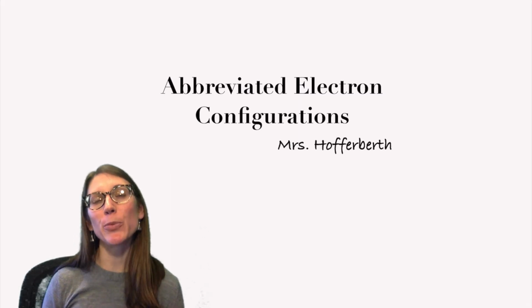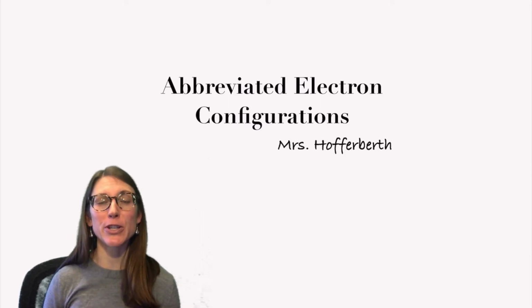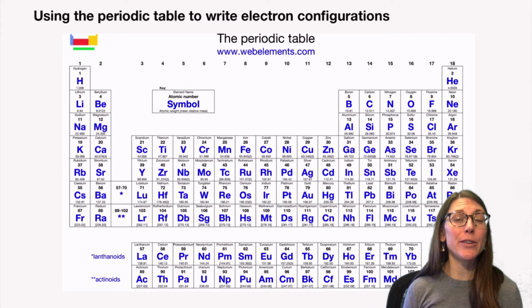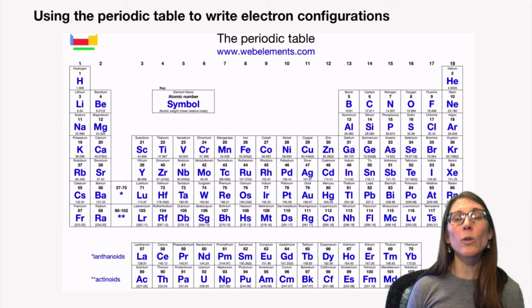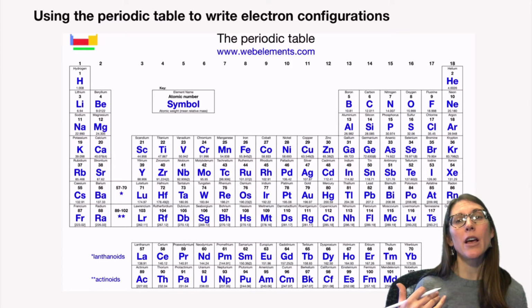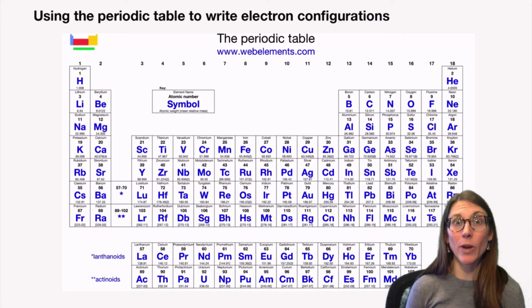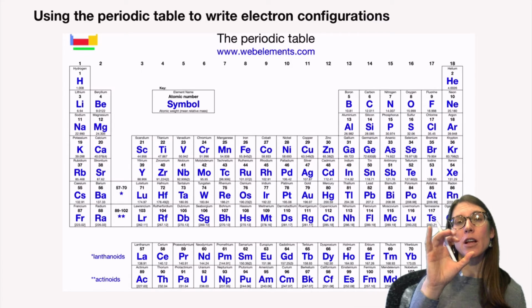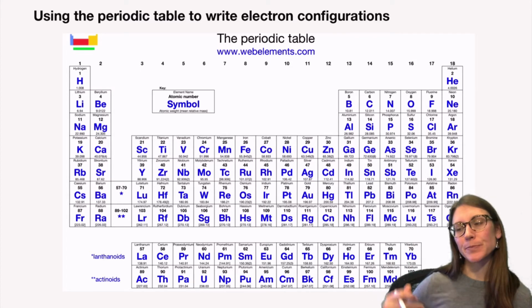Folks, let's talk about abbreviated electron configurations and how to use the periodic table to predict what your electron configuration will be. We're actually going to start with how to use the periodic table to write your electron configurations, because the orbital diagrams are great, but it's a lot of work to draw all those lines and arrows. So there has to be a way. And also this will help you figure out how to draw the lines and arrows, what order they go in. So there's a trick to this.